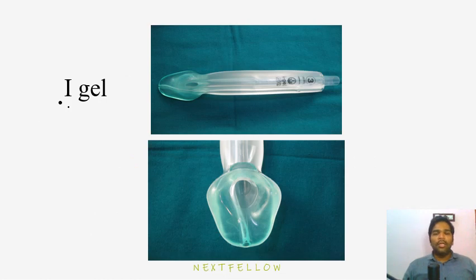Now this is iGel. This is one other LMA, like ProSeal, which has very good recognition among anesthetists because of its easy use. This material is made of a gel which expands when exposed to body heat. Normal room temperature is 24 degrees. When you insert it into the body, it is around 37 to 38 degrees Celsius, our body temperature. Because of that heat, this gel will expand and cause a very good seal around the larynx. So this LMA is very useful and highly preferred by anesthetists, including me.